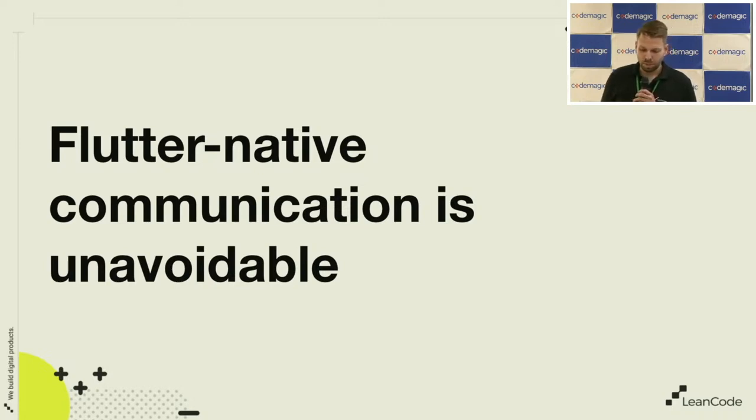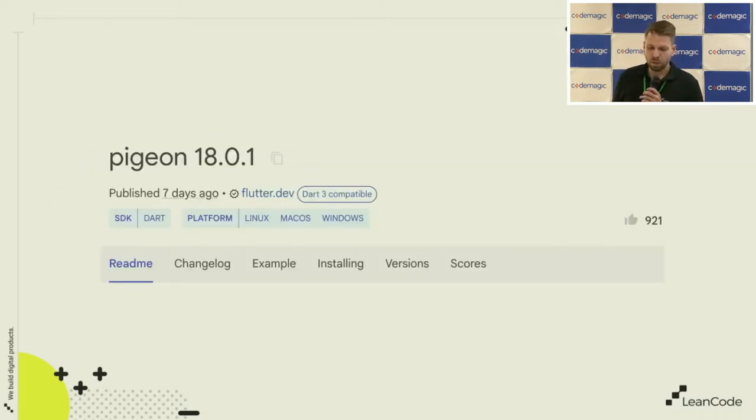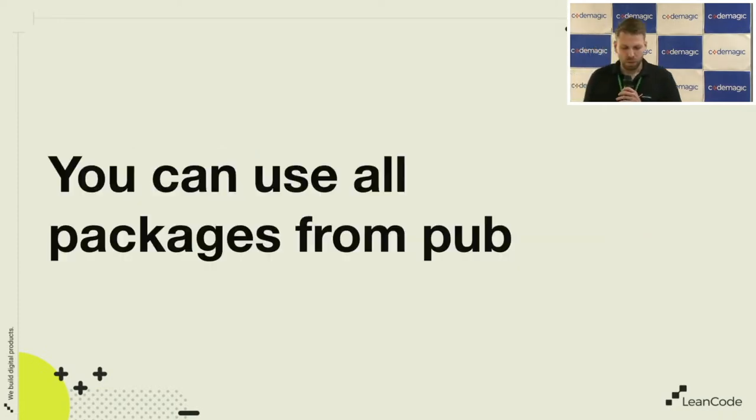So for communication, we used method channels with the Pigeon generator. I don't know if you know it. When we used it, it was not that popular yet. Now we also have FFI, which I guess also could be used, probably more performant. You can use all packages from pub for your Flutter app module.